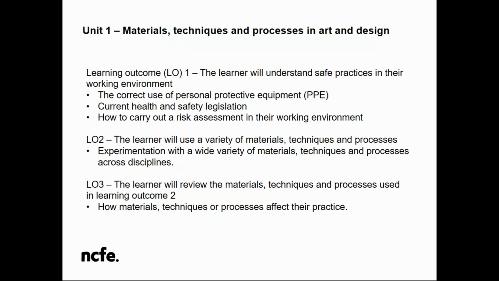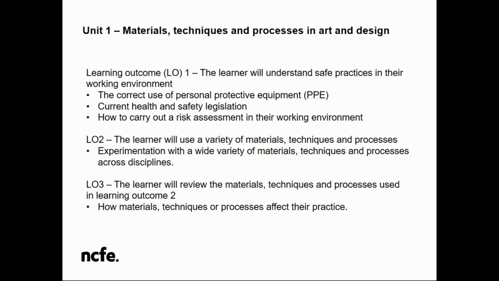How to carry out a risk assessment in their work environment, for which learners are required to look at potential hazards and risks, who is at risk, control and prevention measures and risk rating. The evidence for this learning outcome must include a completed risk assessment and a report describing the findings from the risk assessment in relation to their working practices, and this should be done before experimentation with materials, techniques and processes for Learning Outcome 2. It is important to note that there's no merit or distinction grade available for this learning outcome.